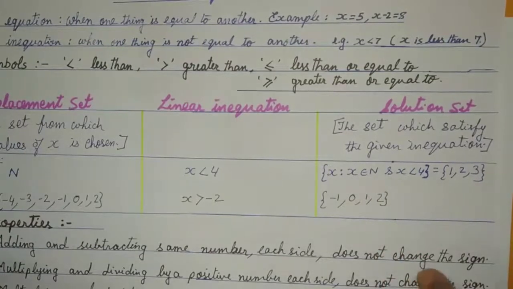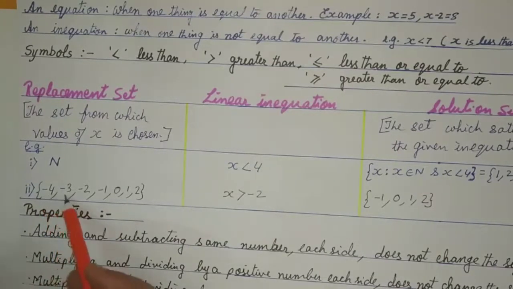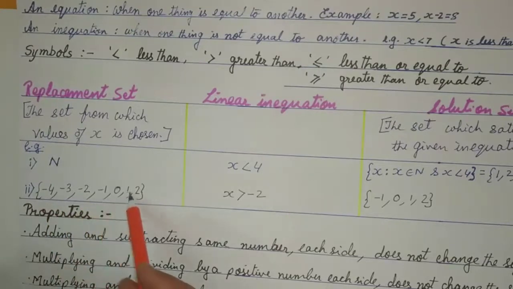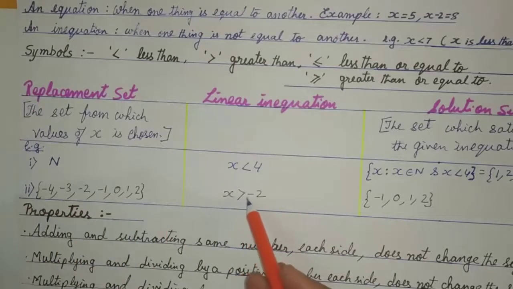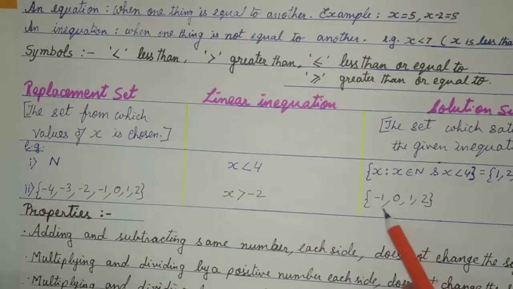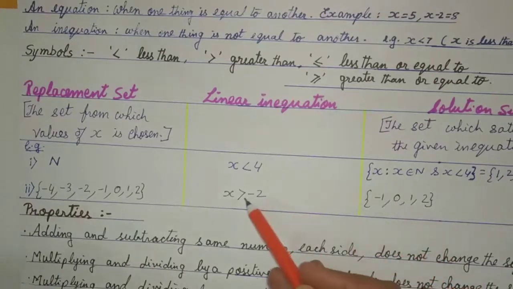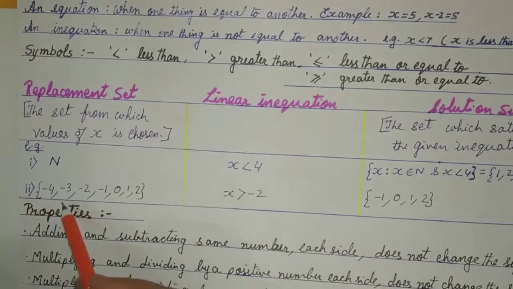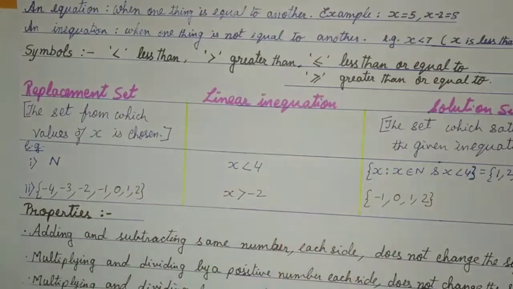There's another example which I have taken where the replacement set has the elements minus 4, minus 3, minus 2, minus 1, 0, 1 and 2. So from minus 4 to 2, all the integers. And the inequation is x is greater than minus 2. So the solution is minus 1, 0, 1, 2. We have chosen the values which fit the inequation and are in the replacement set. So this is the basic of inequations. Now the properties.